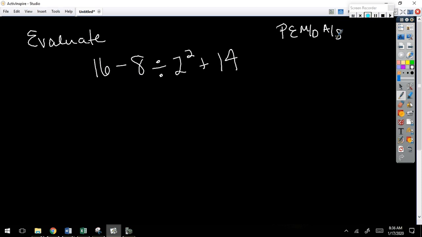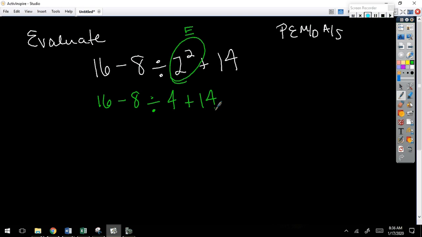So I would go through, and this is what I do when I work these kinds of problems. I say, okay, P comes first. Are there any parentheses at all in the problem? Nope. So I'm good there. How about exponents? Yes. So what do I need to do first? There's my E. What is 2 to the second power? 4. All right, so 16 minus 8 divided by this becomes 4.